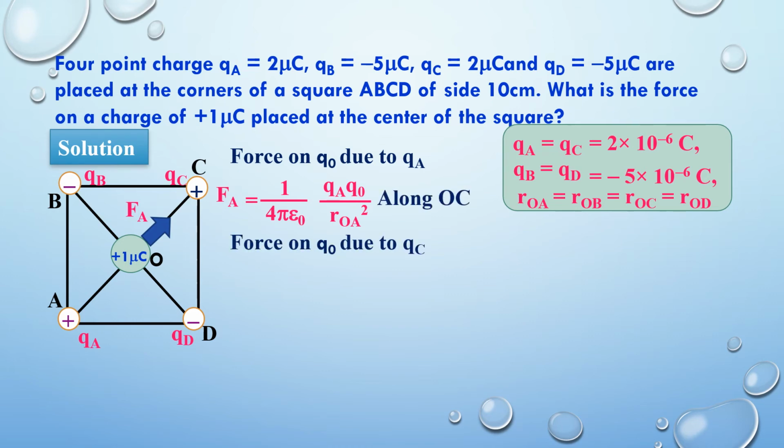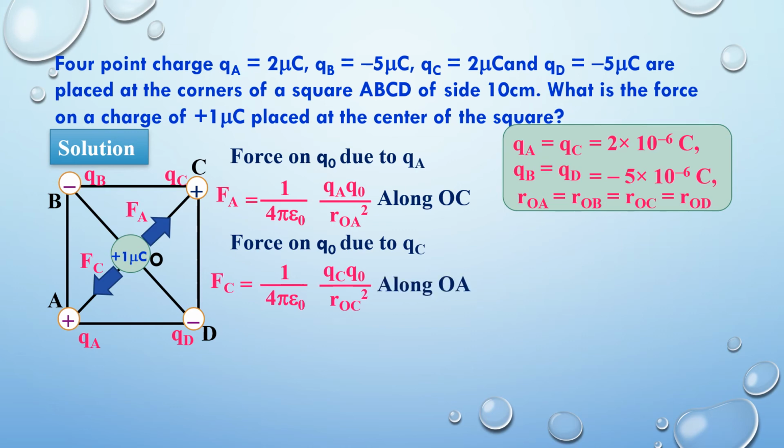Next, let us find what should be the force on Q naught due to the charge at point C, or charge QC. It is known that the force due to the charge at point C is 1 upon 4 pi epsilon naught QC into Q naught upon ROC squared, where we find out that this force is in the direction of OA.